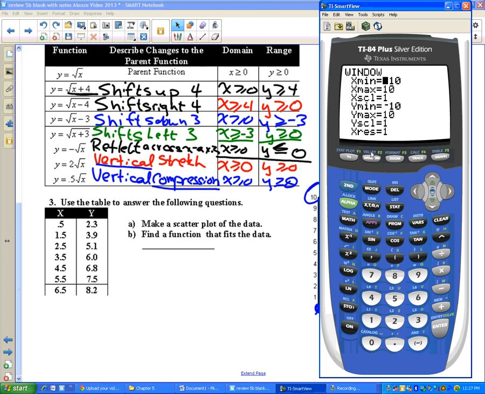I'm going to hit Window. My X's are going from 0 to 10, counting by ones. My Y's are going from 0 to 10, counting by ones. So that's my window. I'm going to hit Stat. I'm going to hit 1 for edit. I need to change my L1s and my L2s. So I'm going to clear it out.